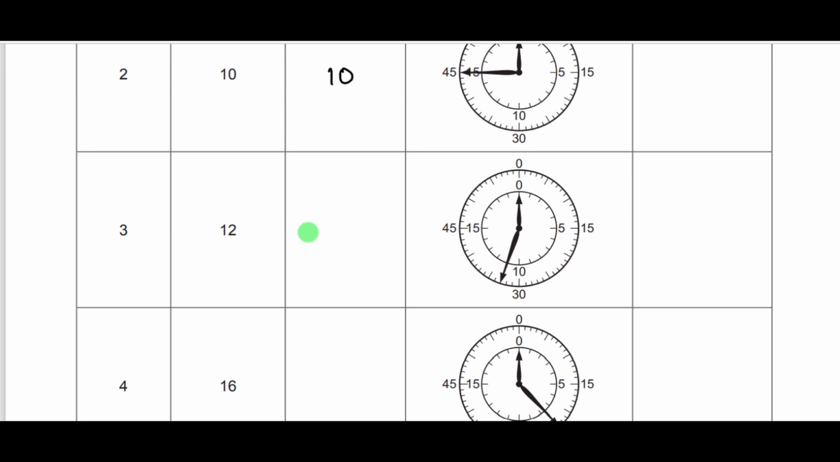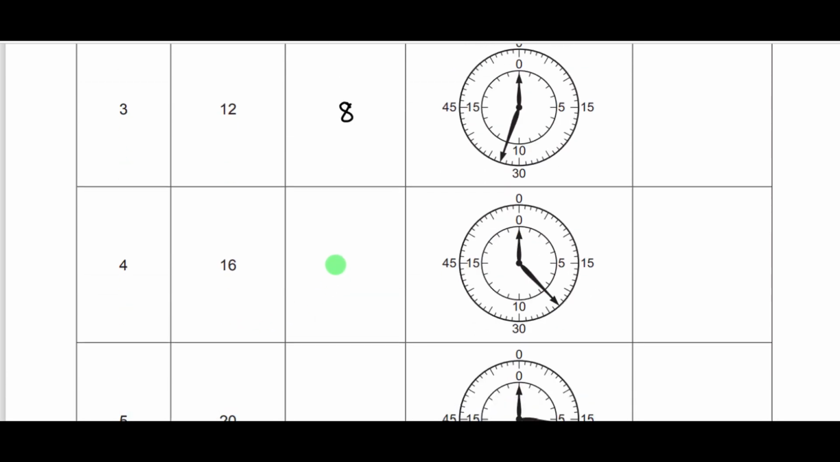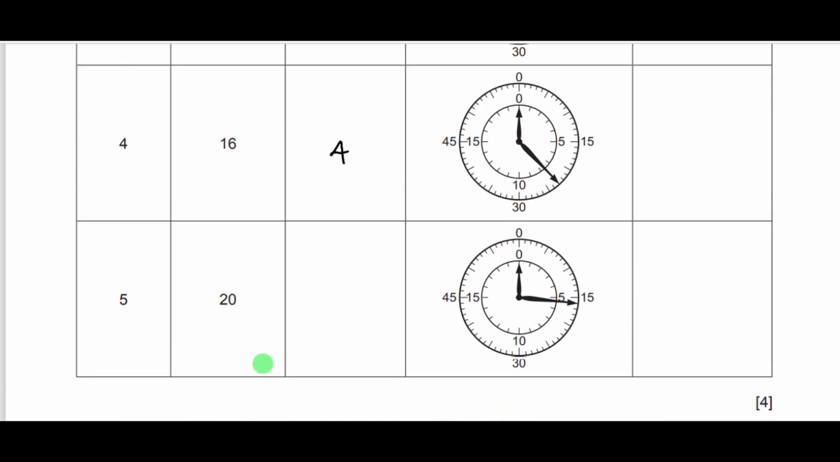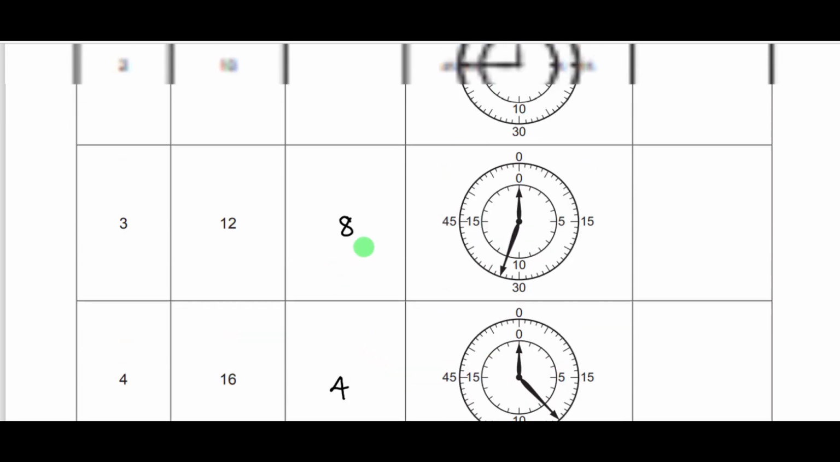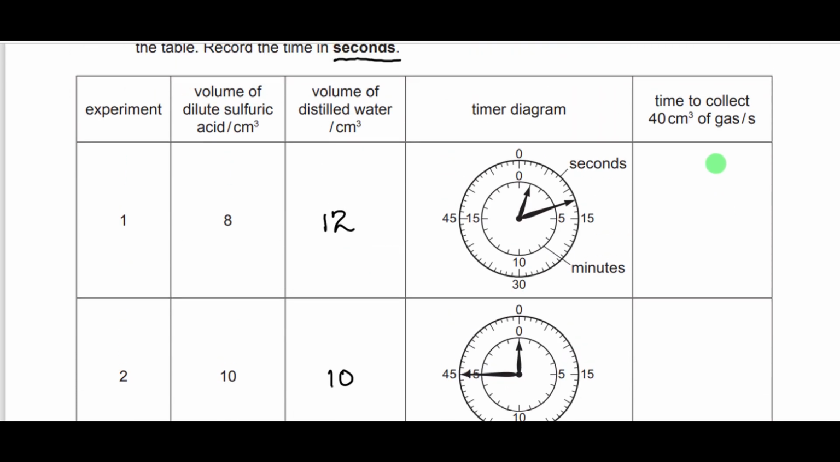3. 12 plus 8 will be 20. 4. 16 plus 4 will be what? 20. So 5 is 20. That will be 20 plus 0 will give us 20. Alright. So now our time to collect 40 cm cube of gas in seconds.